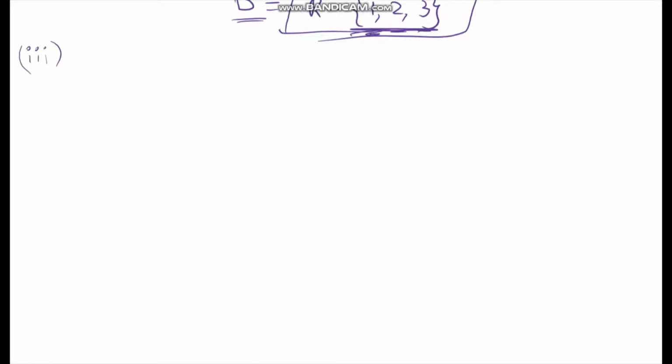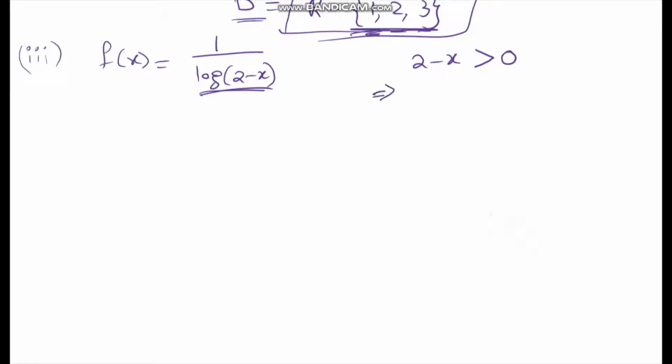Third one is f of x equals 1 by log of (2 minus x). Now this is defined only when 2 minus x is more than 0. It should not be equal to 0. Only if it is more than 0, then it is defined. If I multiply by minus, x minus 2 will be less than 0. Sign changes here. So x should be less than 2.